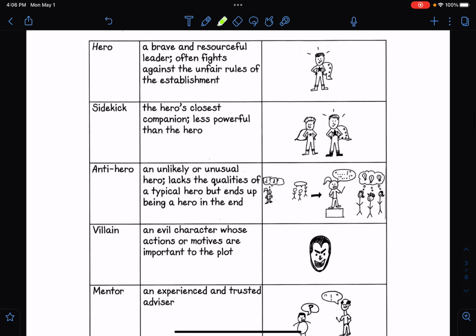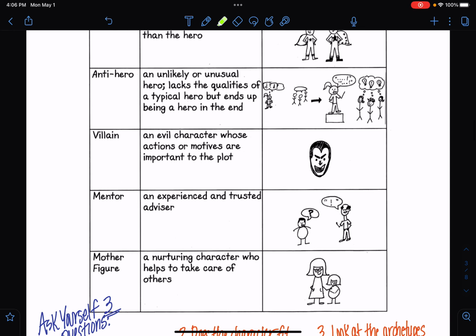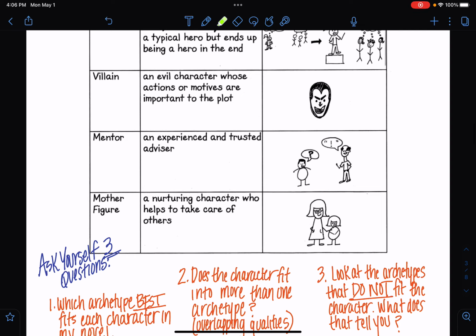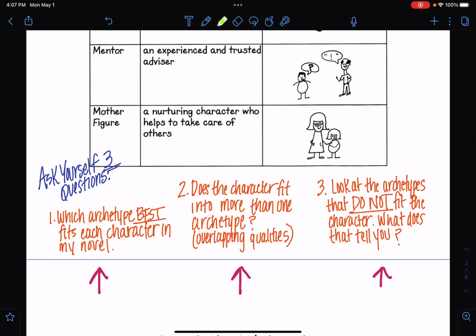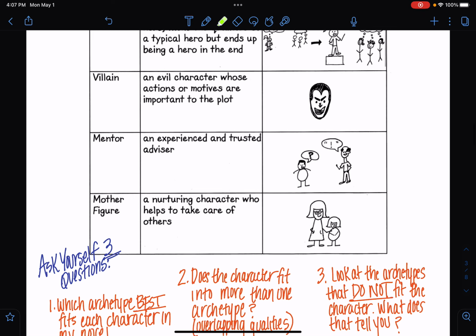You could also say, though, that he shows some anti-hero-like qualities just in the fact that nobody's really expecting him to do anything great, because he isn't really a great guy in most of the things that we've seen so far. But that would kind of move us into number 2, where it says, do they have these overlapping qualities? Are they more than one of these archetypes?